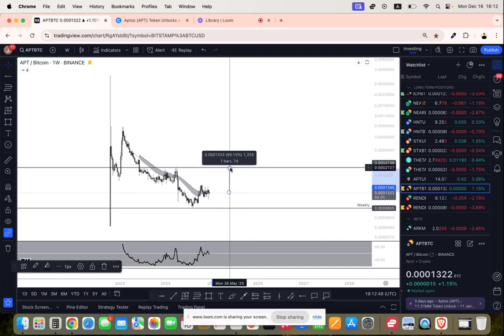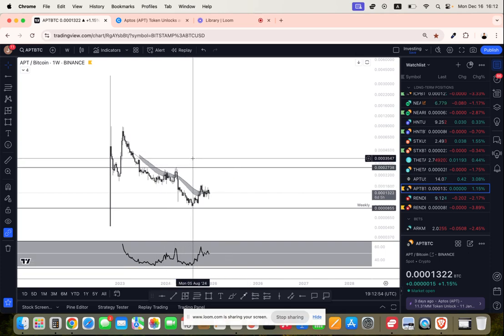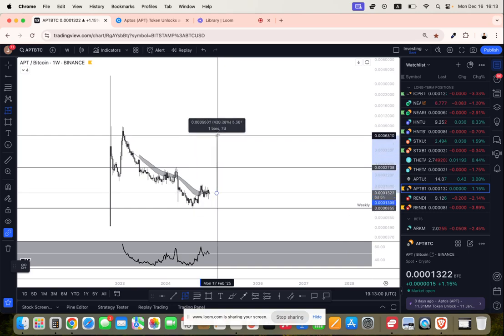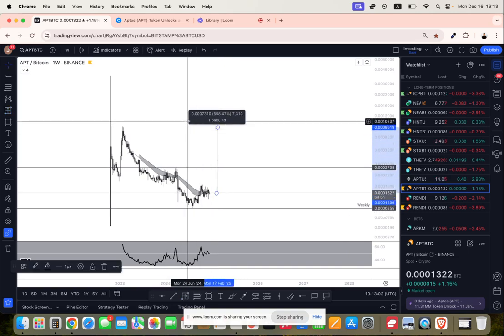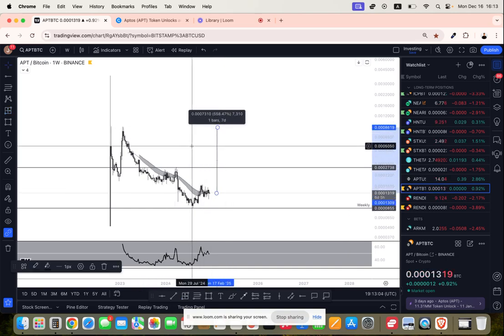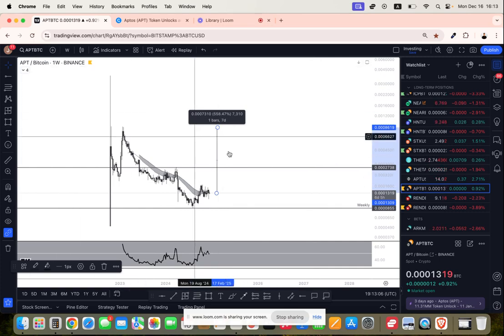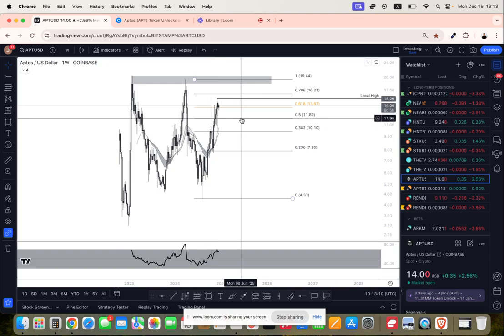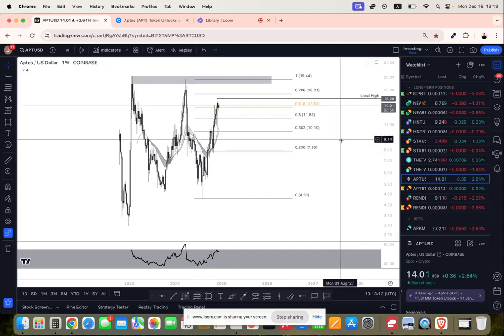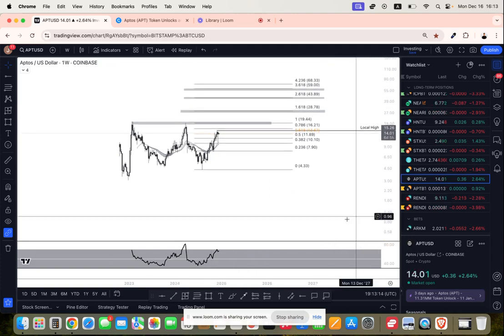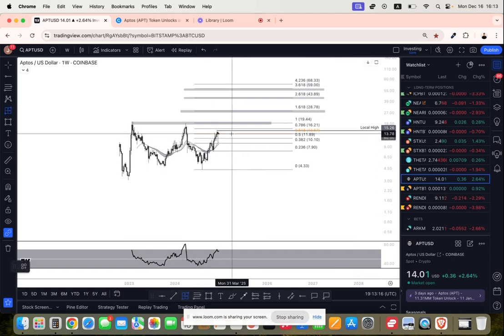And once you break that level, you have literally got nothing in between. You've got a small little level here at 3400, but I'd be targeting right up here. From today's price to that level is 558% in gains, that's on the Bitcoin pair. So if we translate that over to our USD pair, we're looking for just over 500%. Let's see where that takes us.